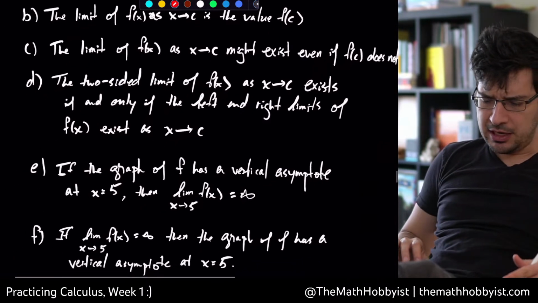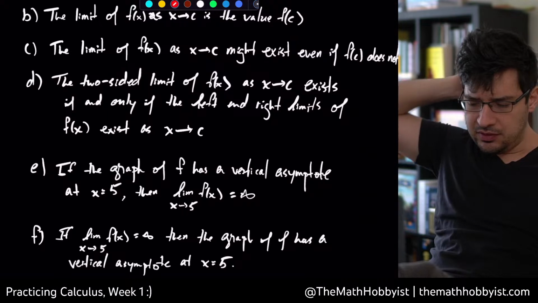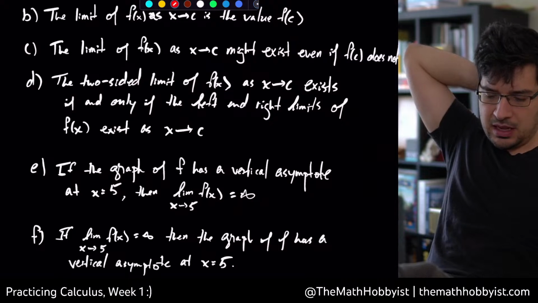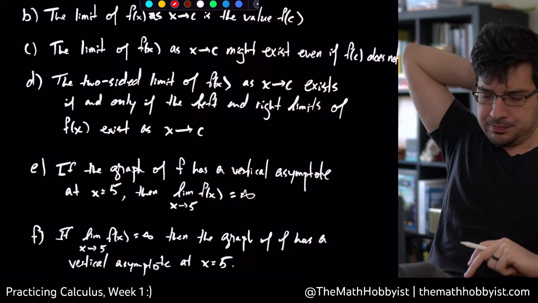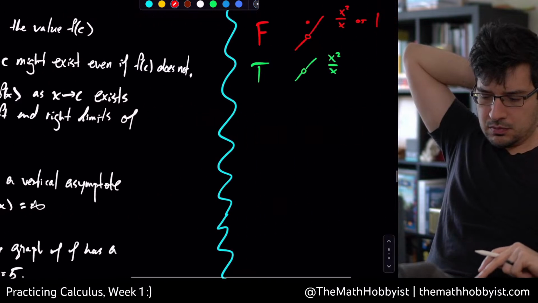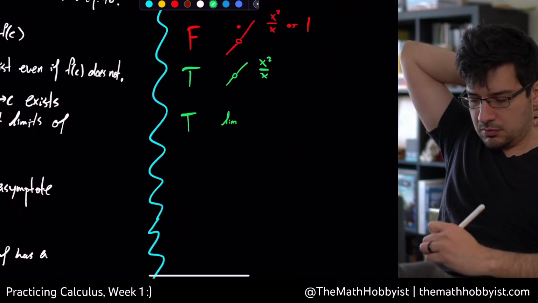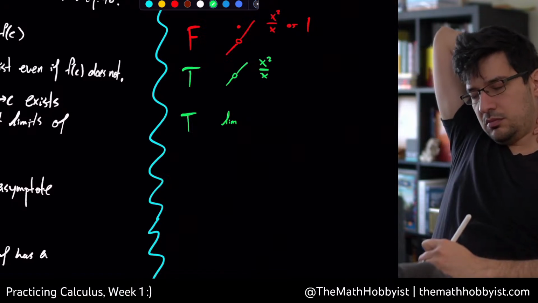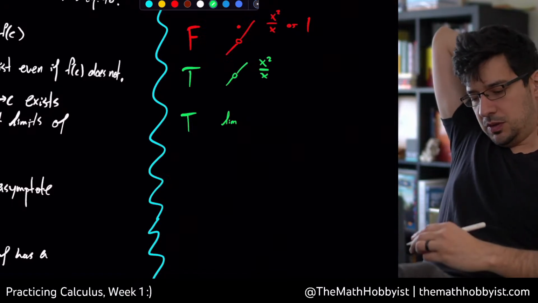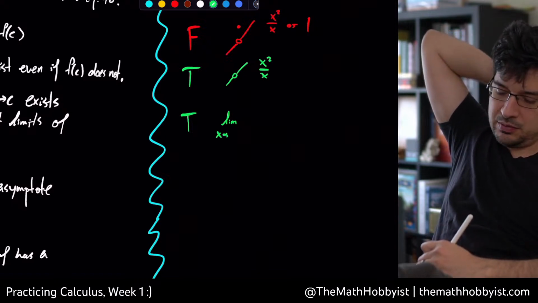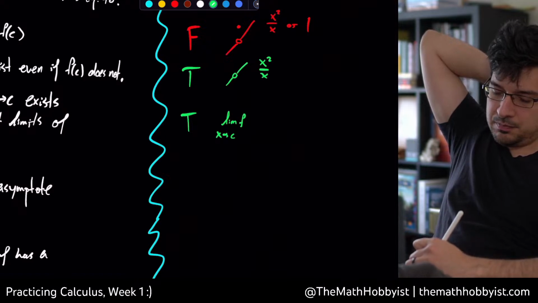The two-sided limit of f of x as x tends to c exists if and only if the left and right limits of f of x exist as x tends to c. That is true. And why is that true? So just in symbols, I'm rewriting the same thing. This is not the reason why.